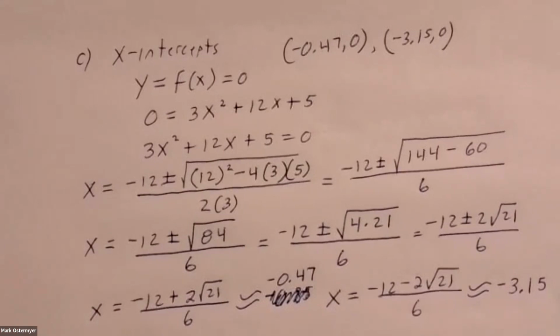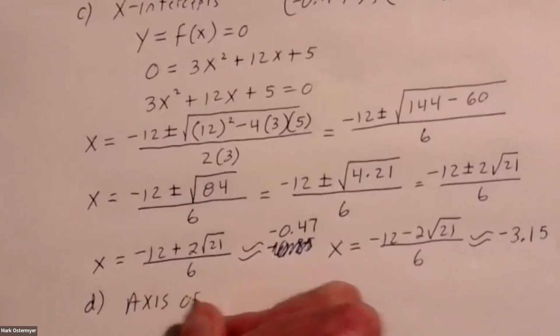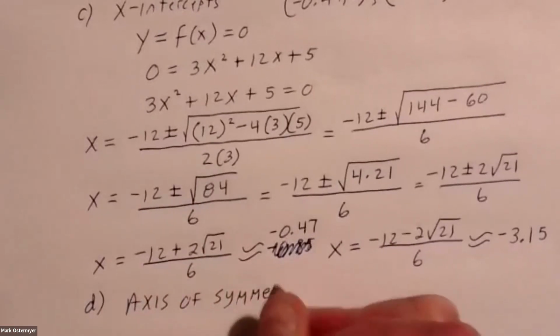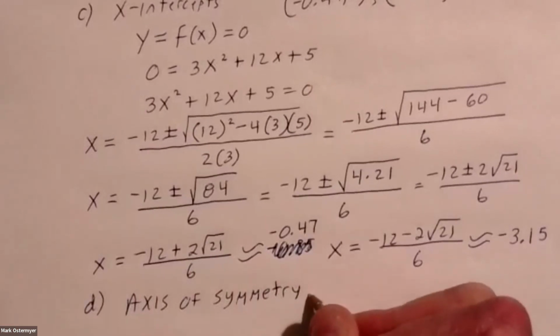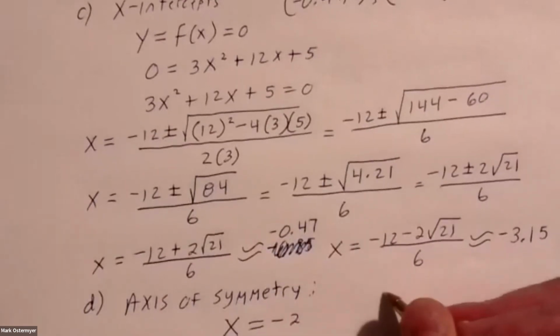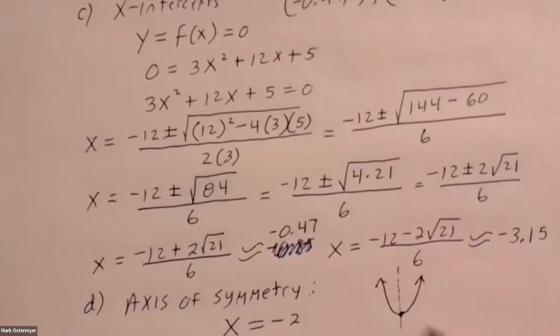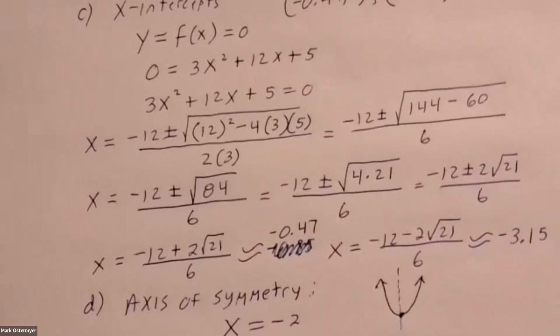All right, now all parabolas that open upwards or downwards or right or left possess what's called an axis of symmetry. And the axis of symmetry is going to be, in this case, a vertical line that goes right through the vertex point. So the equation of the axis of symmetry is going to be x equal to the x coordinate of our vertex point. And the x coordinate was negative 2. So x equals negative 2 is going to be your axis of symmetry here. That's going to be, again, a vertical line that goes right through the vertex point.